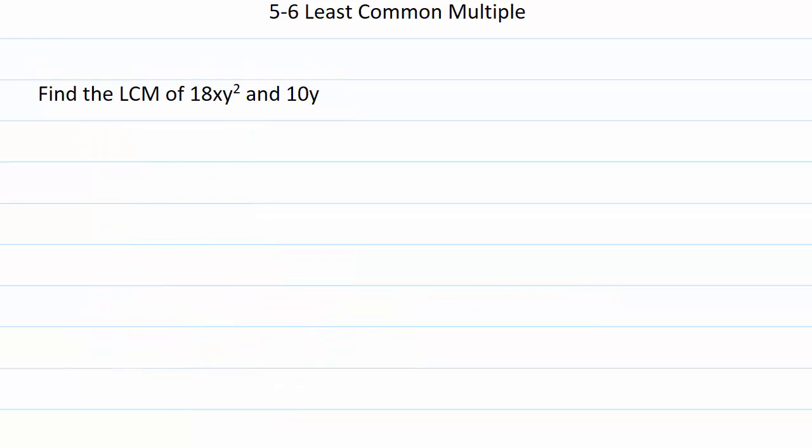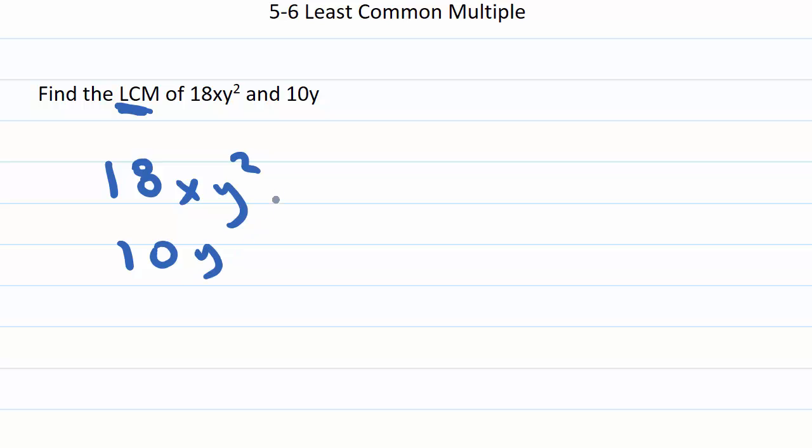Ooh, here's one that's way different. No, it's not. Haha. Remember, the hardest part about algebra? Recognizing what it is you're looking at. If you're finding the LCM, you have 3 steps to follow. And those steps will always get you where you need to be. So just because these look different than just the numbers we were looking at before does not mean you do it any differently. If I want to find the LCM of 18xy squared and 10y, I'm going to find the prime factorization of 18xy squared and the prime factorization of 10y.